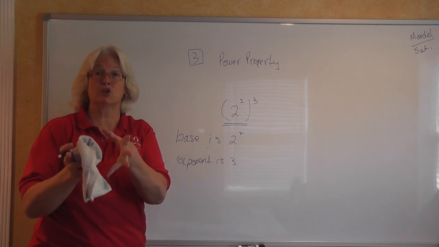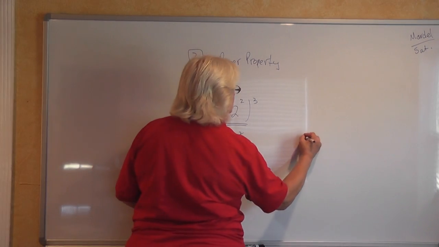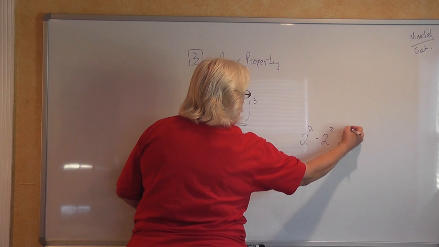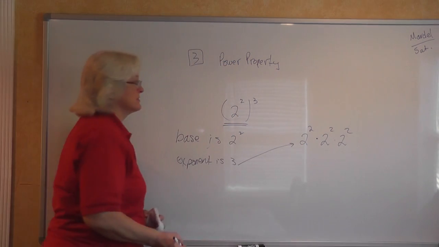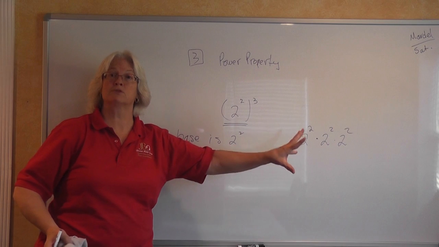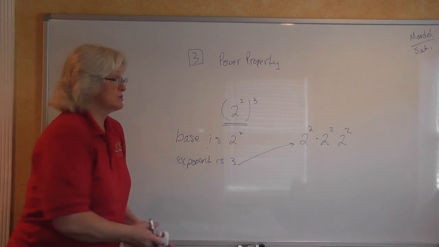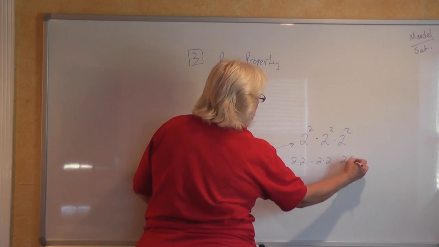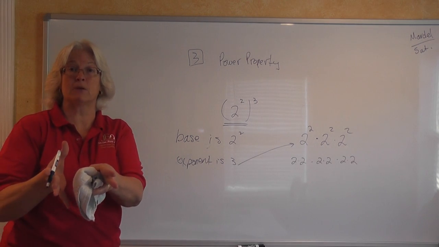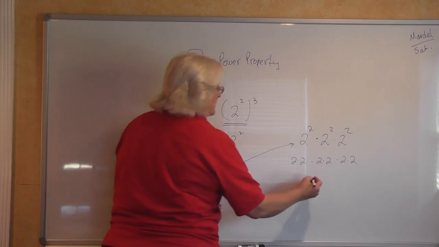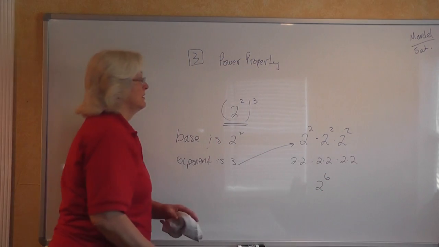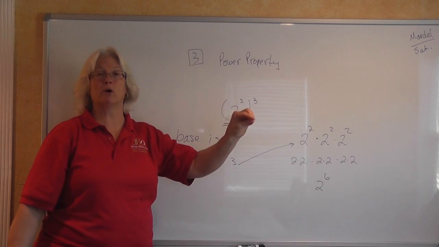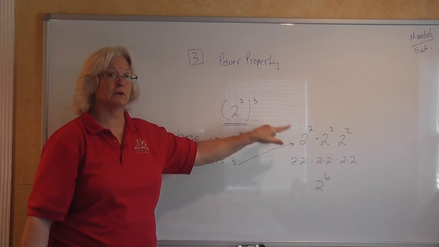What does exponential notation tell us? It tells us to use the base as a factor as many times as the exponent is. So 2 squared times 2 squared times 2 squared. What does 2 squared mean? 2 times 2 times 2 times 2 times 2 times 2. How many times has that 2 been used as a factor? 6 times. What's the connection here? How do we get 6 with the 2 and the 3? You multiply it. 2 times 3 is 6.